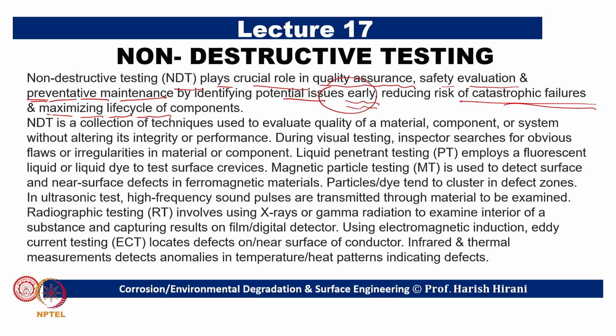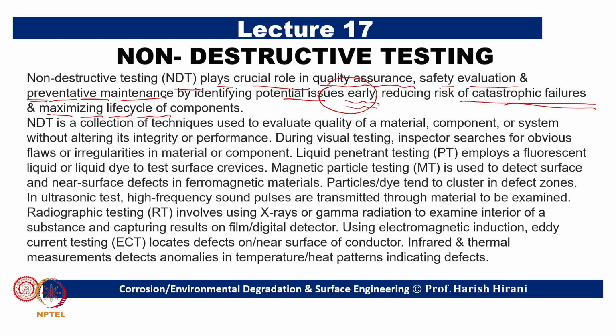During visual testing, the inspector or whoever is examining the surface searches for flaws which are obvious, such as surface roughness, or other irregularities. We know sharp corners will be there, and we can check sharp corners with the fingers. That is also possible. These are the irregularities in the materials, or flaws, and they can be found through visual inspection. We do not really require special techniques for that.